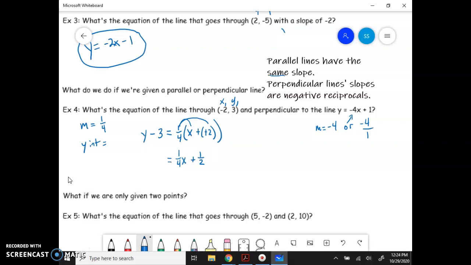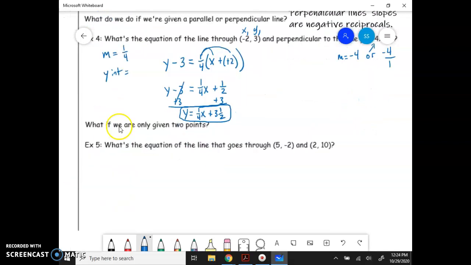All right, let's drop down everything else. y minus 3. I want to get the y by itself, so I just need to add 3 on both sides. This side cancels out. I'm left with y is equal to 1/4 x, plus 1/2 plus 3, which is just going to be 3.5. So there we go. There's our equation of that line.